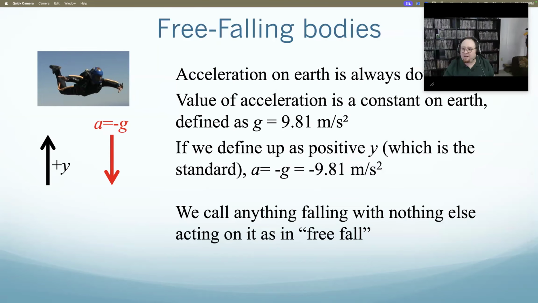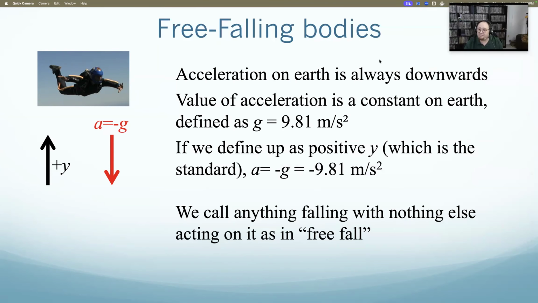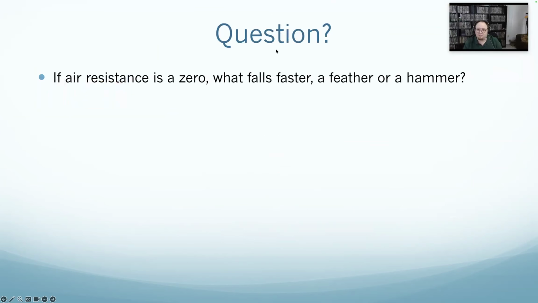What's happening though is that I said this whenever nothing else is acting on a thing. And when I drop that, something else is: air resistance. But what would happen if there was no air resistance? The most traditional version of this question was done between a feather and a hammer. This was thought up by Galileo way back in the day, and amusingly first tested on the moon.